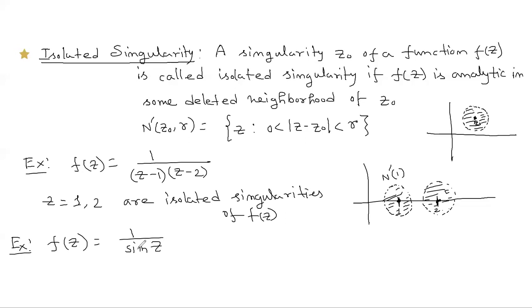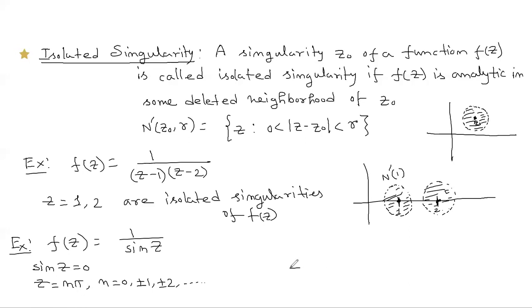So what are the singularities of the function? For this, you can see the zeros of the function sin z are the singularities of the function f(z). So for singularities, we'll equate sin z to 0 and we'll get z equal to n pi, n equal to 0, plus minus 1, plus minus 2, etc. There are a lot of singularities of the function. So we have to determine the nature of these singularities, that is whether they are isolated or non-isolated.